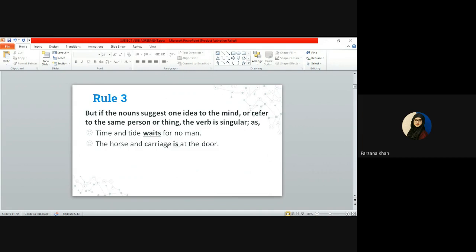Similarly, carriage is also a singular noun. But keep it in your mind that these two nouns have been used for one main idea. The author has called the horse the carriage. There is no separate carriage and separate horse outside the door. There is one horse which is also a carriage, which is at the door. That's why we will use a singular verb here.